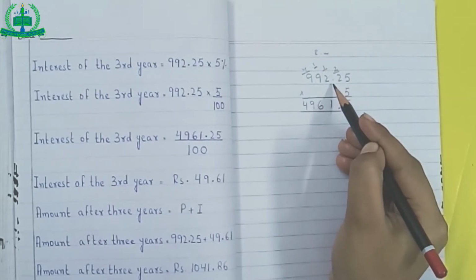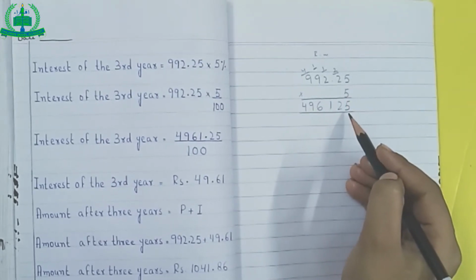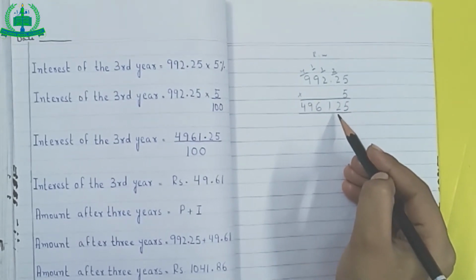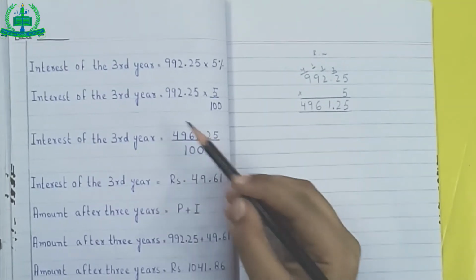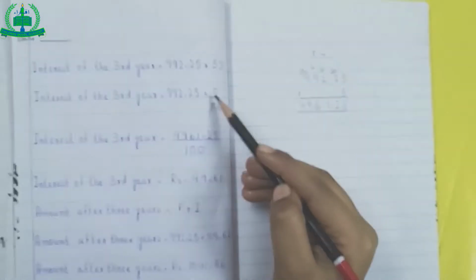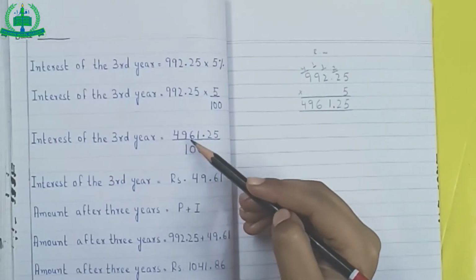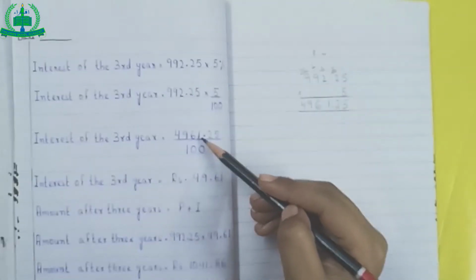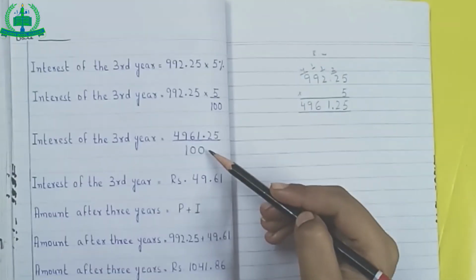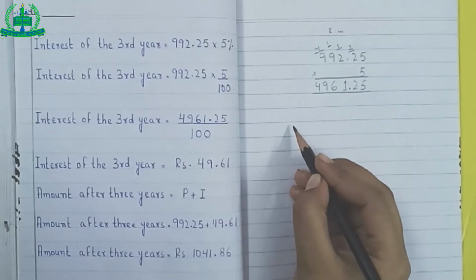In this expression, decimal is after 2 digits. So in the answer, we put decimal after 2 digits from the right-hand side. 1, 2. 992.25 multiplied by 5 makes 4961.25. We divide 4961.25. Rough work.